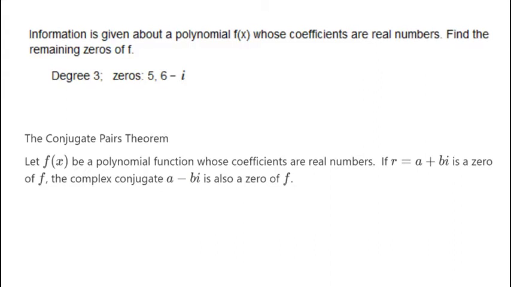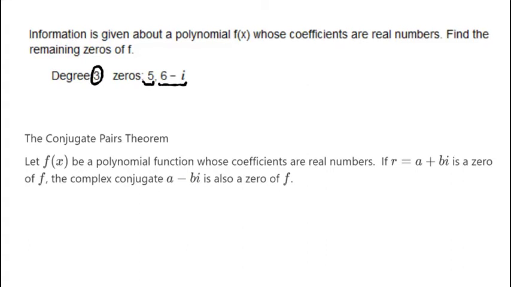There is only one remaining zero because of the fundamental theorem of algebra. This polynomial is of degree 3 and will have at most 3 zeros. So we already have two zeros. There's only one remaining zero.